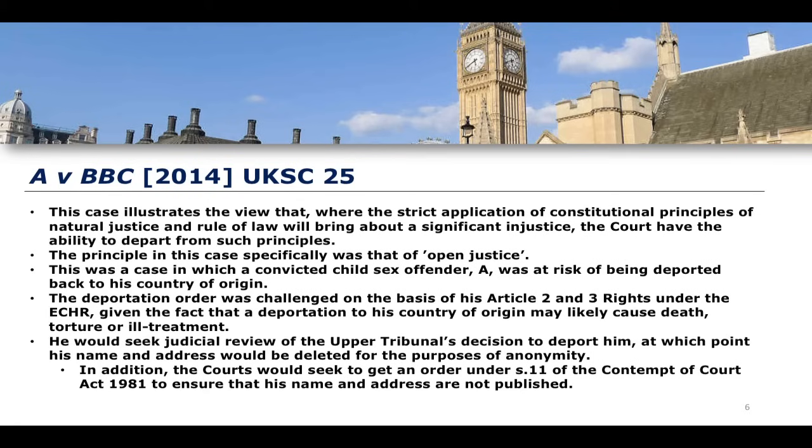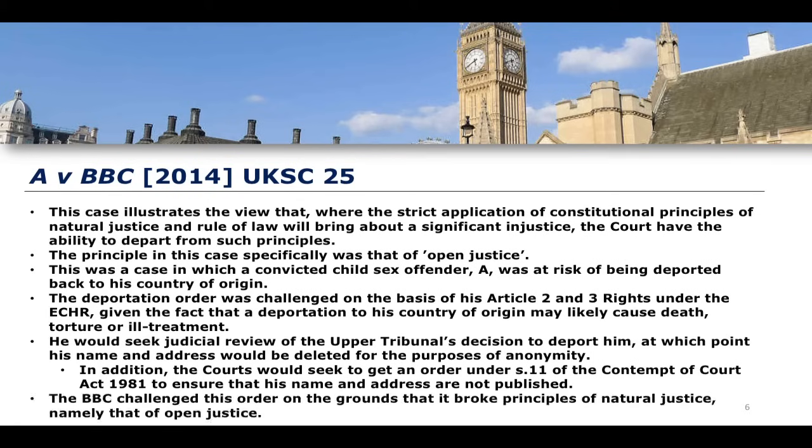This was, of course, something that would be challenged by the BBC. The BBC challenged this order on the ground that it broke the principles of natural justice and the idea of open justice, that it would go against the basic principle of open justice to not allow the publication of his name, the individual who was a convicted child sex offender. And so, as a result, they challenged this order.